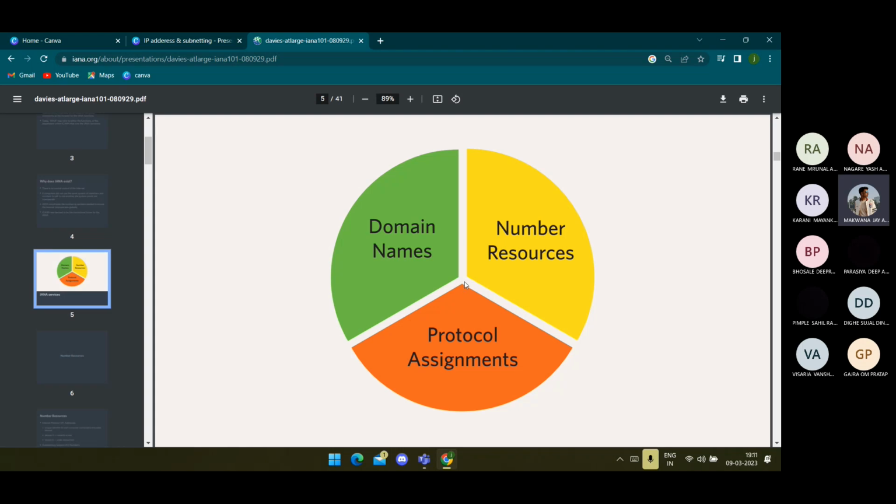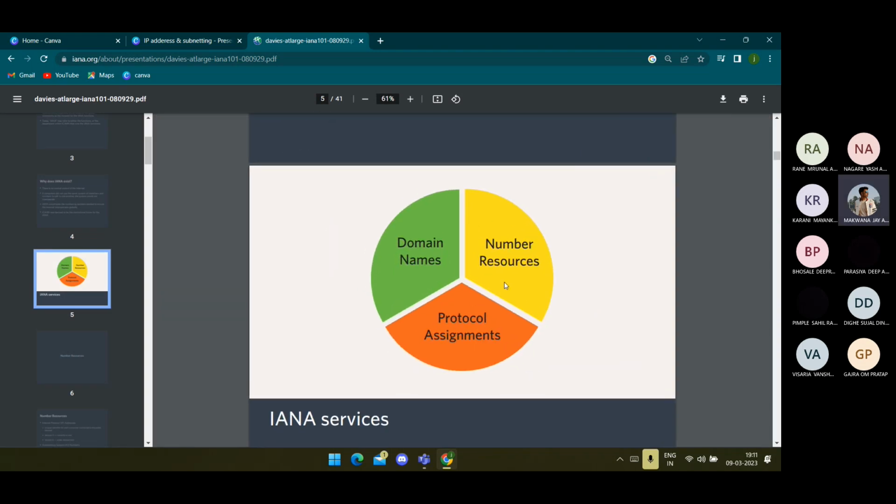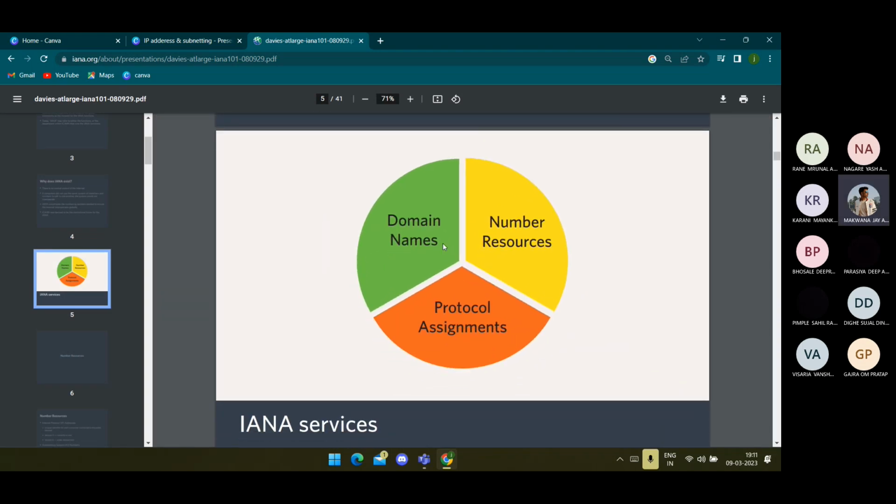Okay, so these are the services provided by IANA. They provide the domain name. Domain name means if I want to host my website, then there will be some domain name assigned to it. For example, my name is Jai, so I will make a website of jai.com. So this is the domain which will be provided by IANA too.